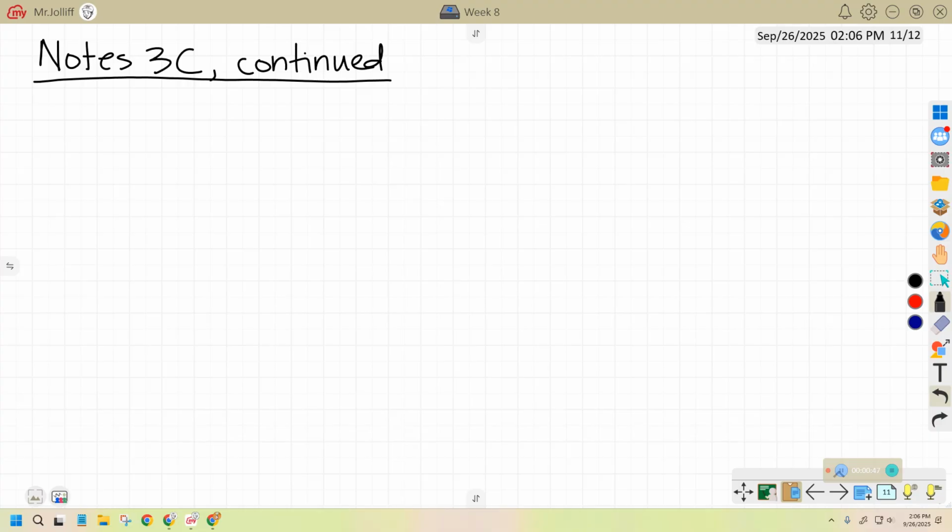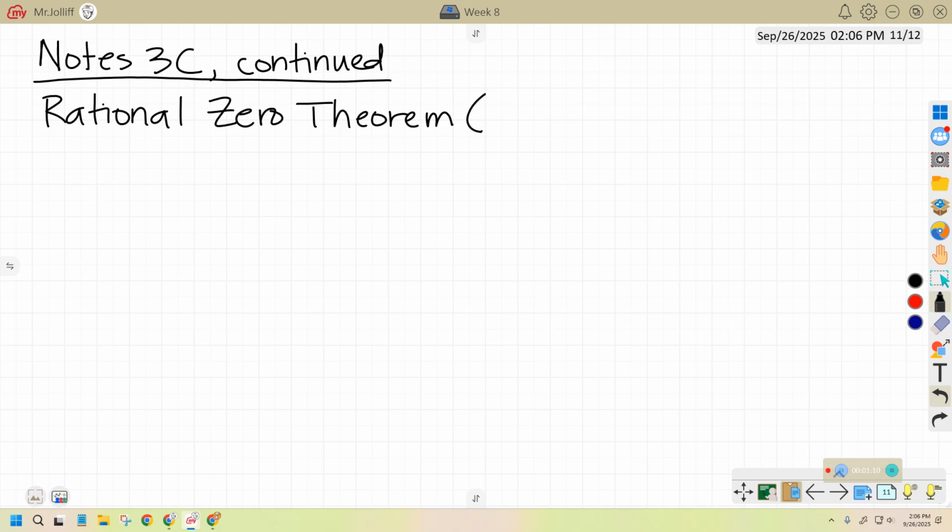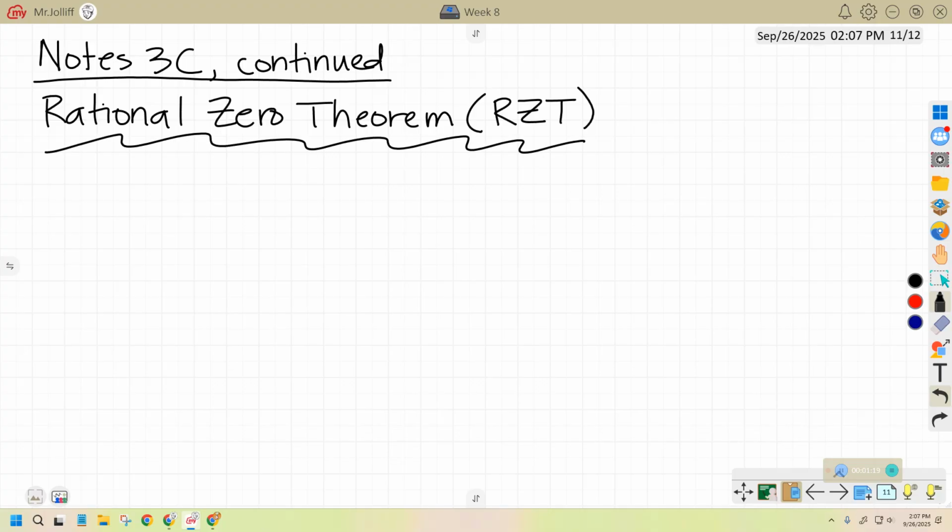So the new theorem for today is going to help us pinpoint where potential zeros are when I don't know how to factor the thing in front of me. And it's called the rational zero theorem. For future reference, I'm going to call it the RZT because I am lazy, and I don't want to have to write this over and over again.